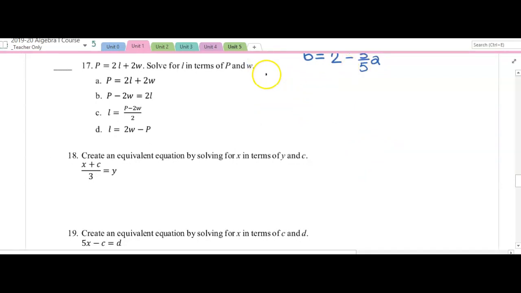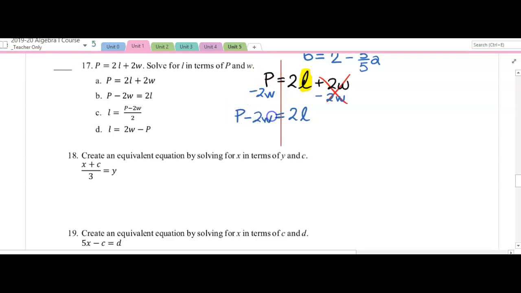I recopied this next problem. P equals 2L plus 2W, and they want us to solve for L, which means we want to clear off everything from the right side of this equation except for L. To begin, I'll subtract 2W from both sides. On the right side, they cancel out, and I'm left with 2L. And on the left side, I can't combine a P with a W because they're not like. So I just have P, take away 2W.